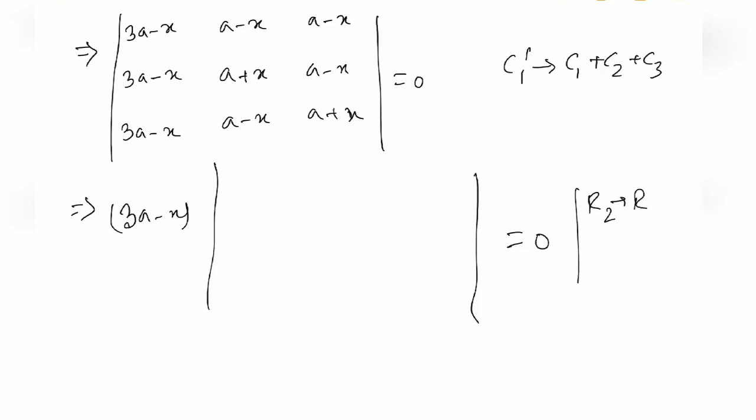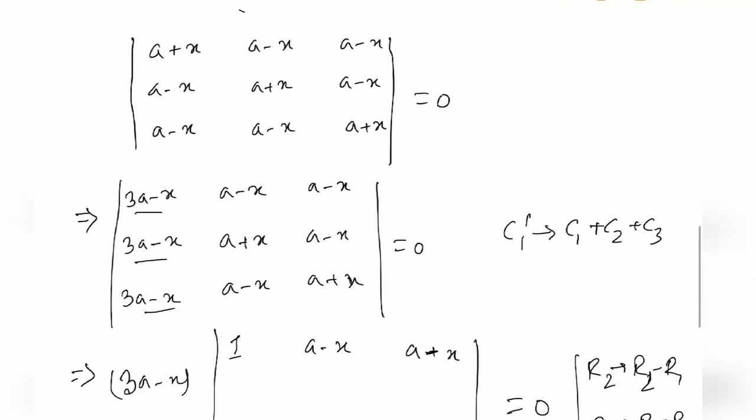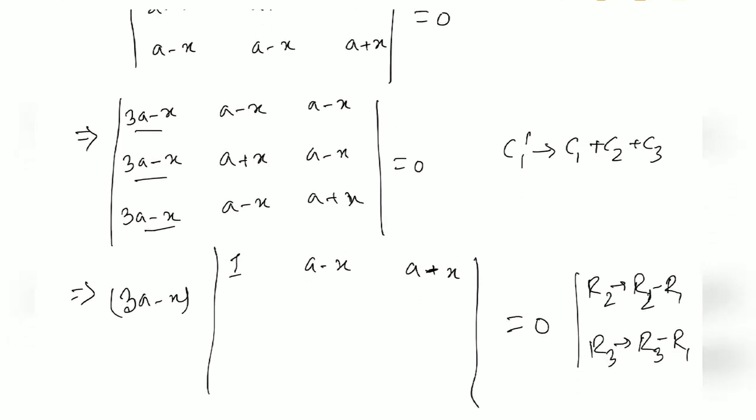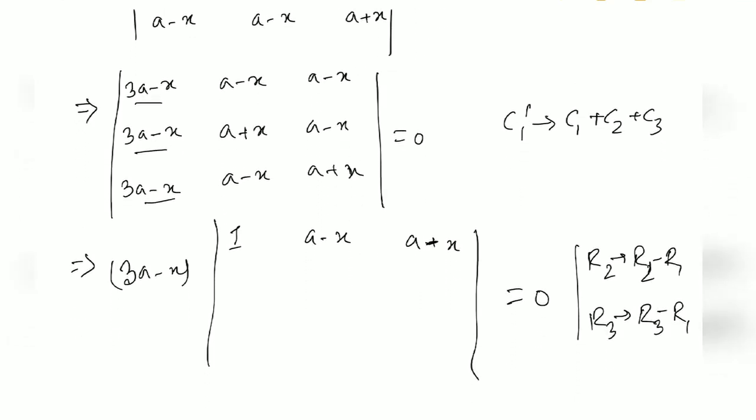Okay, fine. So R2 changes to R2 minus R1. We are doing this elementary operation. R3 changes to R3 minus R1. So 3a minus x, 3a minus x, 3a minus x. And so we are having, take this 3a minus x out of that C1, then obviously you have 1, a minus x, a plus x. Sorry, a minus x.